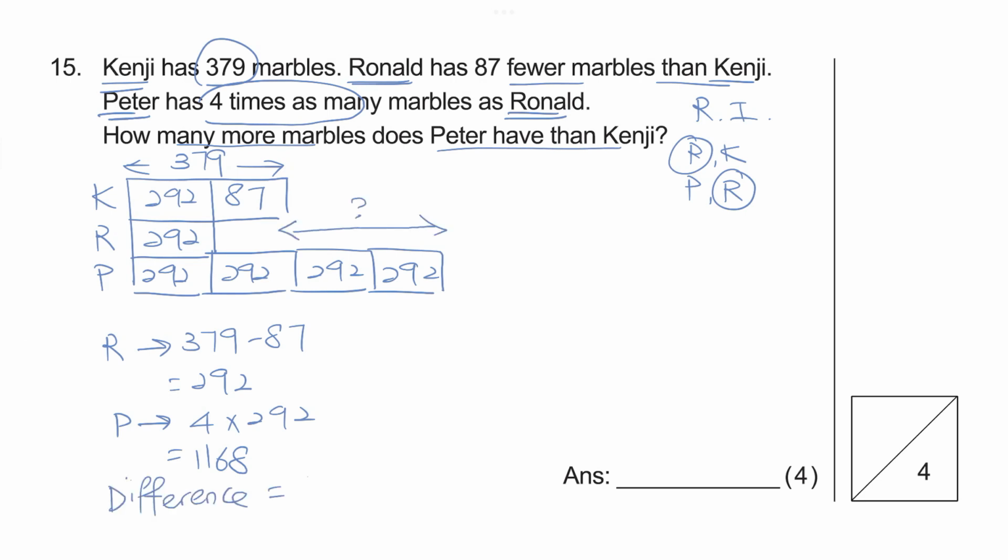So, what is the difference between Peter and Kenji? The difference: 1168 minus 379 equals 789. The answer is 789 marbles.